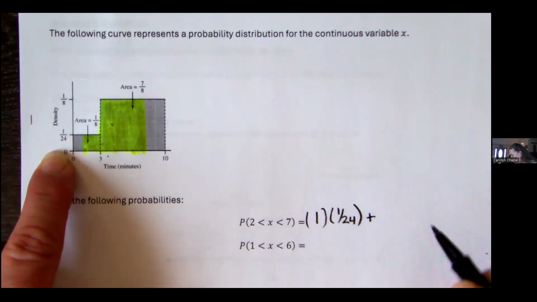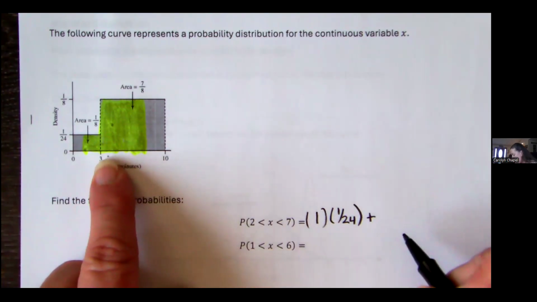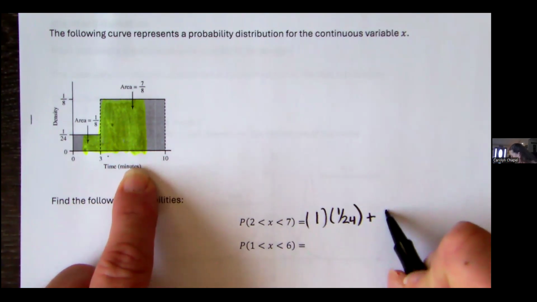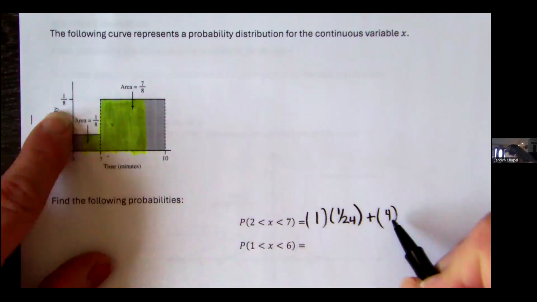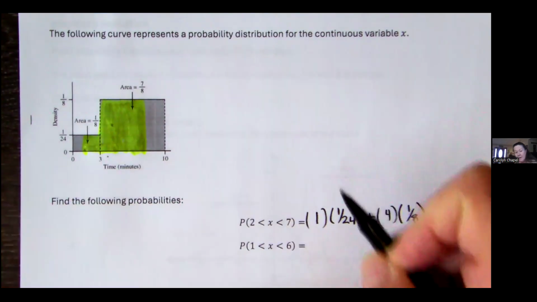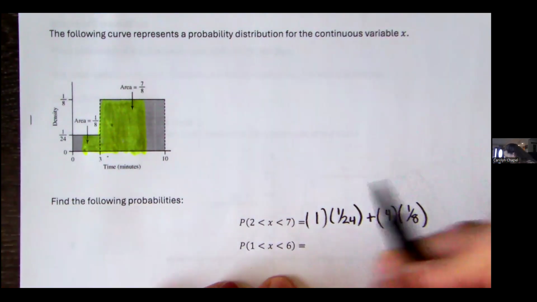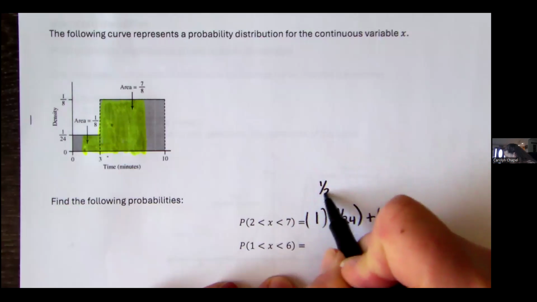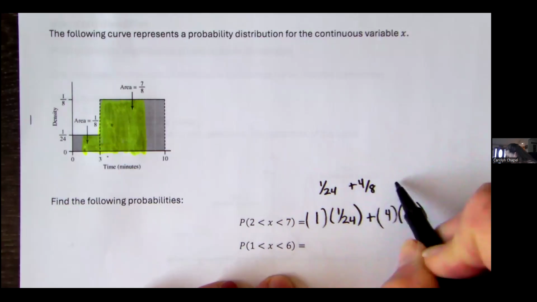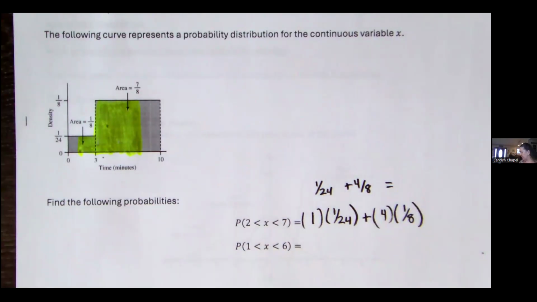And to that, I'm going to add from 3 until 7, which is a base of 4. And that has a height of 1/8. So I'm going to go vertically here and actually multiply these together. So 1/24 plus 4/8. And I will use my calculator to actually do that.